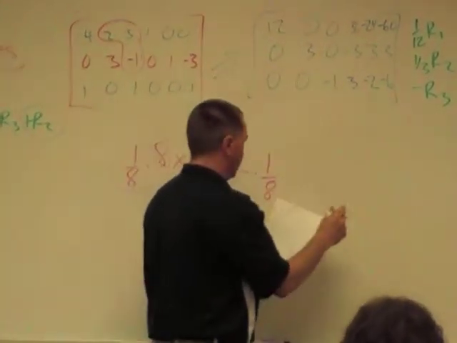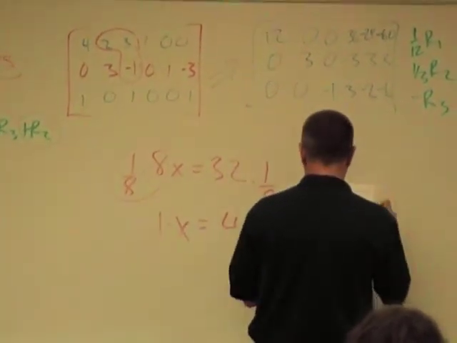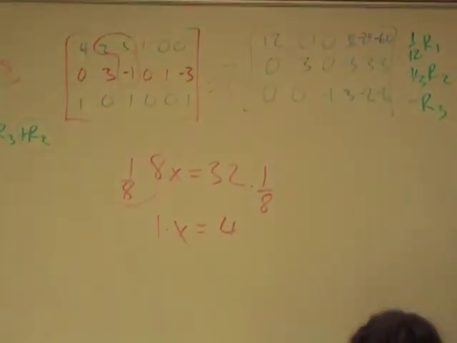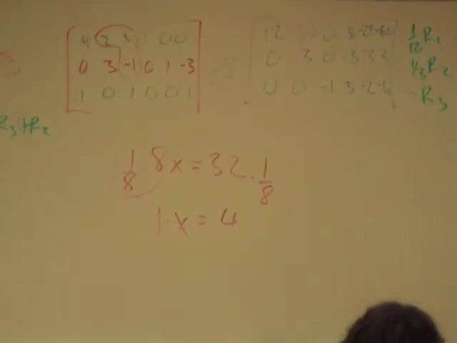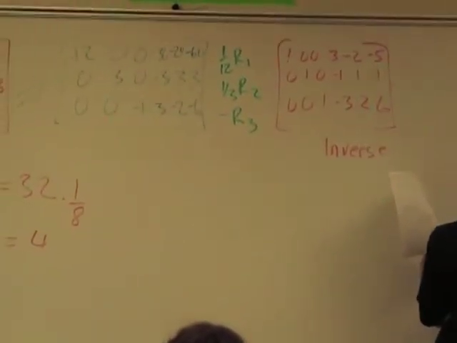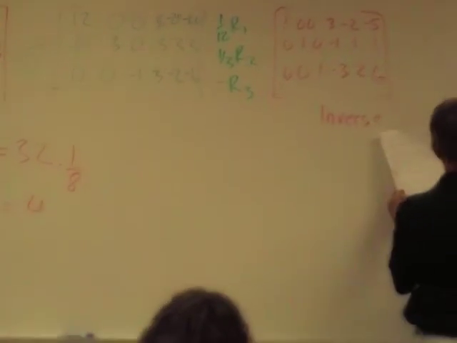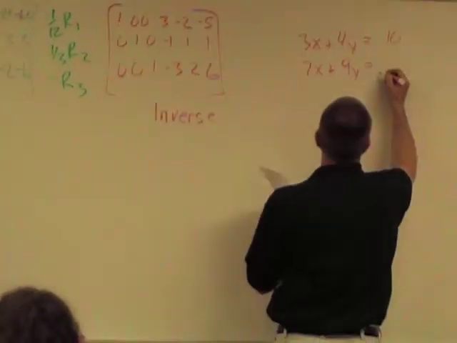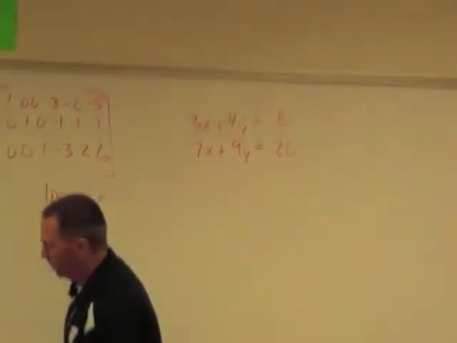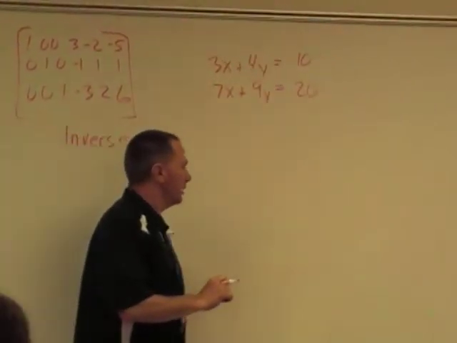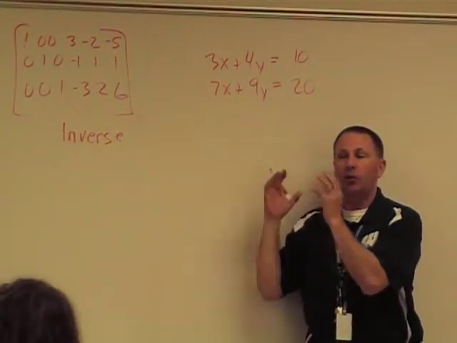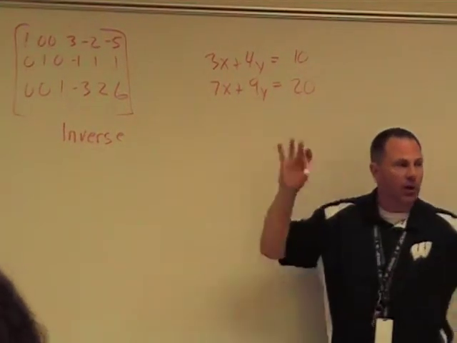So let's take a look at a problem. This is a problem that's just basically given. I'll write it over here. So 3x plus 4y equals 10, and 7x plus 9y equals 20. And you learned this a couple sections ago. How do I make this into a matrix equation?